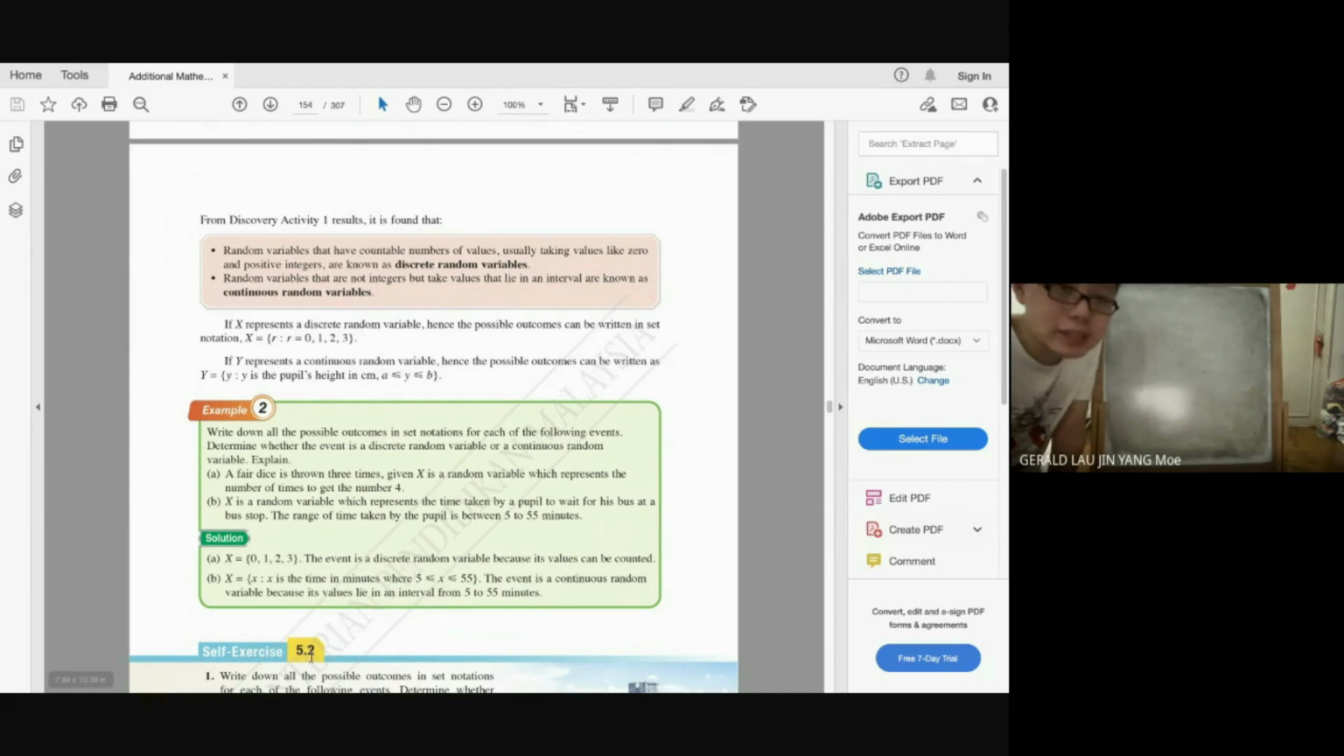Look at this example. Write down all the possible outcomes in set notation for each of the following events. We use X, we always use X. Determine whether it is discrete or continuous. A fair dice is thrown 3 times. Given X is a random variable which represents the number of times to get the number 4.